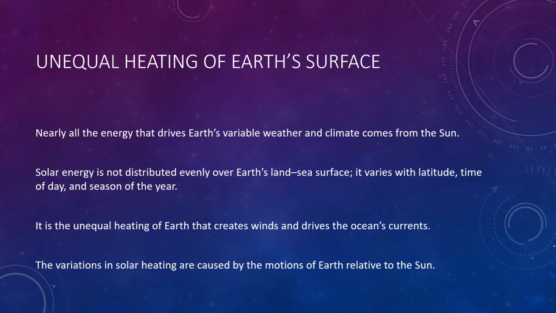Solar energy is not distributed evenly over Earth's land and sea surface. The amount of energy received varies with latitude, the time of day, and the seasons of the year. Contrasting images of polar bears on ice rafts and palm trees along a remote tropical beach serve to illustrate these extremes. It is the unequal heating of Earth that creates wind and drives the ocean's currents.